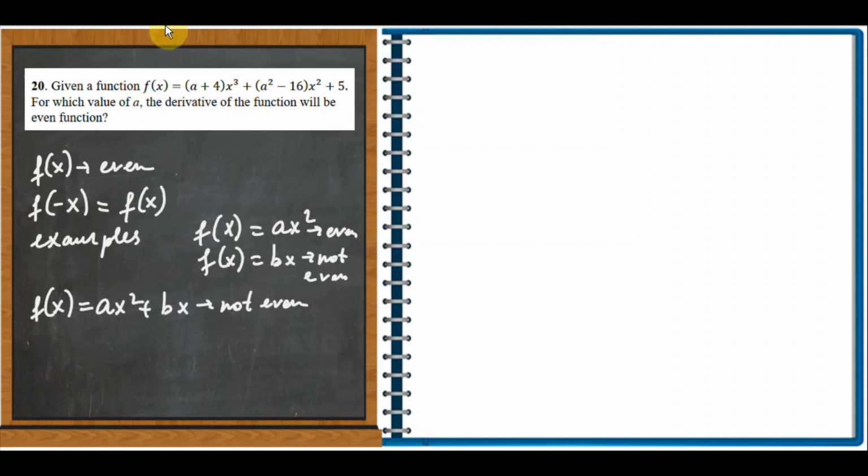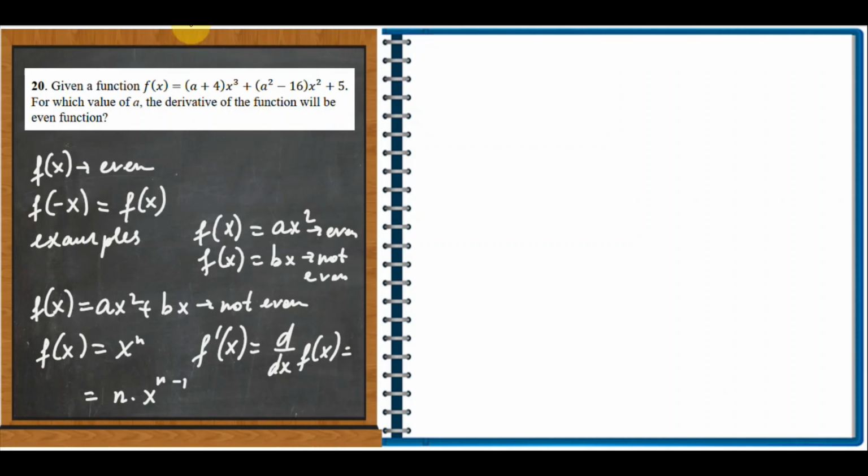Now, next, what we need to know is the derivative of f(x). Let's say f(x) is equal to x to the power of n, a power function. Now, the derivative, d over dx of f(x), is equal to n multiplied by x to the power of n minus 1. Alright? Now, if you know all these things, you will be able to solve such kind of questions. Let's write f derivative of x is equal to.